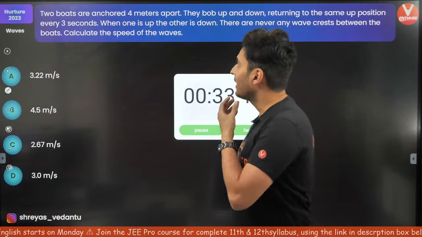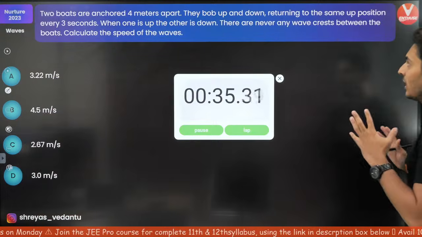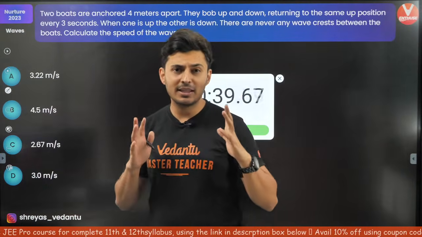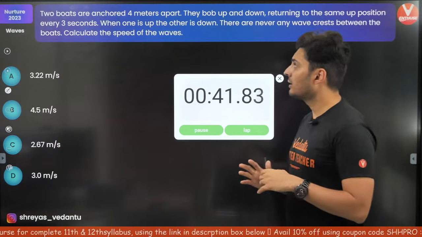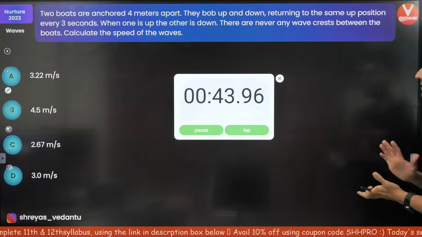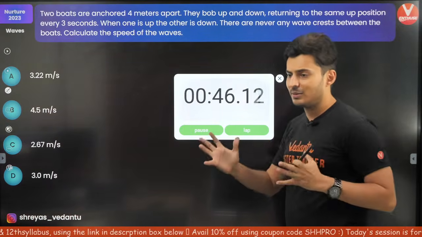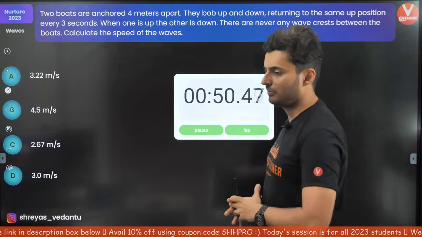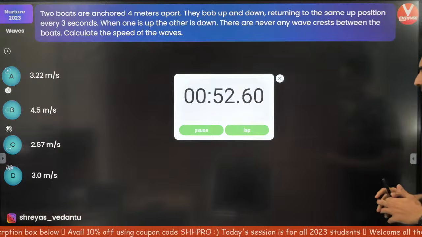Two boats, they are anchored 4 meters apart. One goes up, the other goes down, and they go up and down every 3 seconds. Think, when one is up, the other is down, and there is nothing else in between. There is no other crest or trough in between. Then what do you think is the speed of the wave?